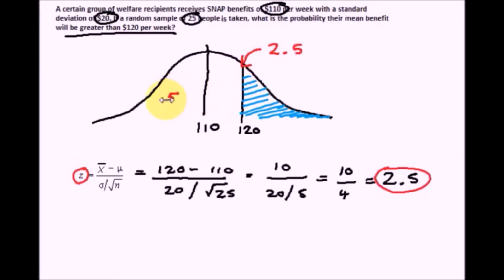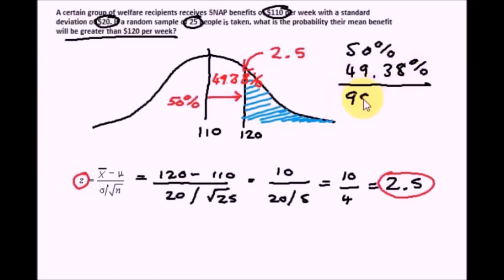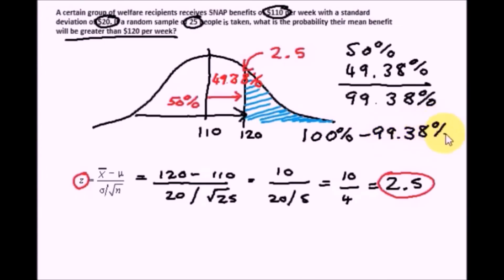Because this is a bell curve, I know that this half is 50%. So I'm going to look up this area in the z-table between 0 and 2.5. The area here is 49.38%. I'm going to add 50% and 49.38%. That means this total area here is 99.38%. The area under a curve is 100%, so that must mean this blue area is 100% minus 99.38%. That gives us 0.62.